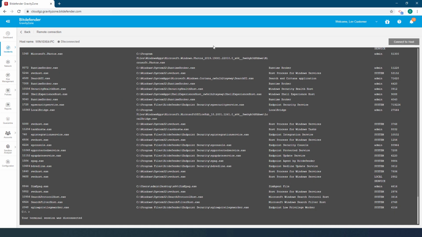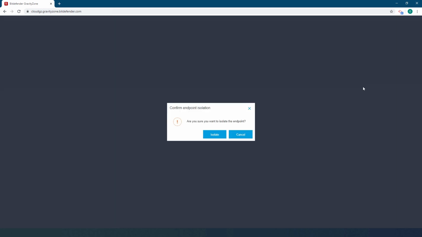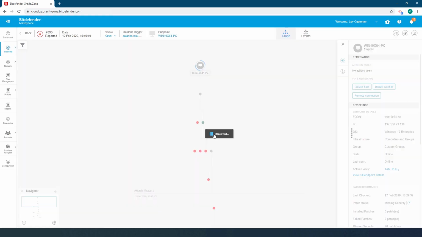on. Going back, we can see one of the most important remediation actions we can take once we realized an endpoint from our network has been breached. We can isolate the host in order to make sure that the attack does not unfold on other endpoints within the network.